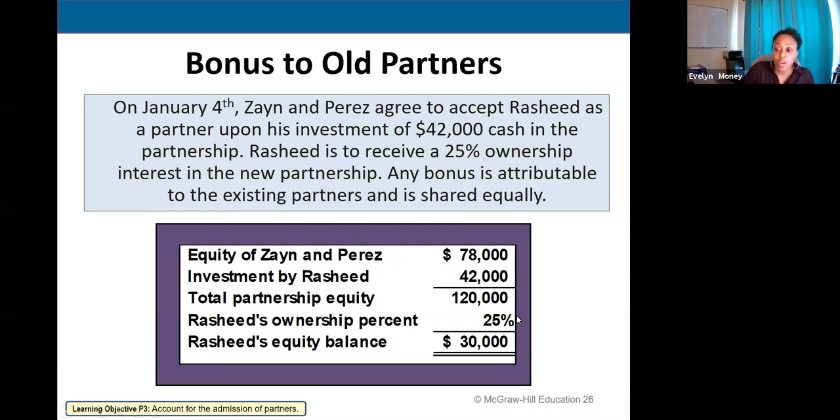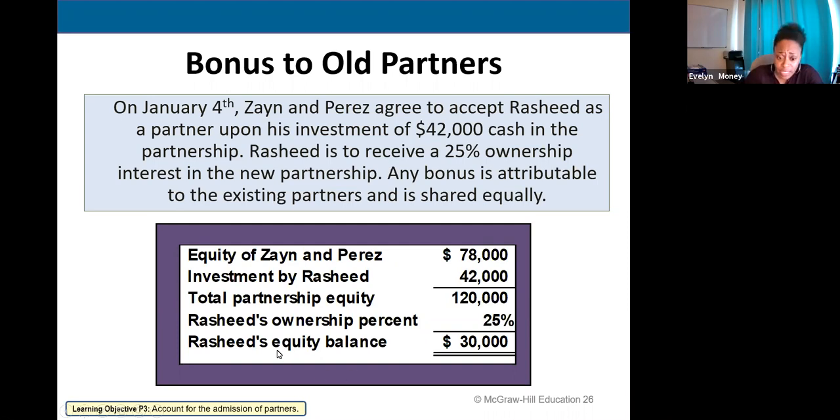because Rashid is supposed to get 25% of the new partnership. The new partnership includes Rashid's cash, so I have to add that in. That's the tricky part of this. Don't just take 25% of the old partner's equity. That's not the new partnership. That's the old partnership. Add in what Rashid brings in and take 25% of that.